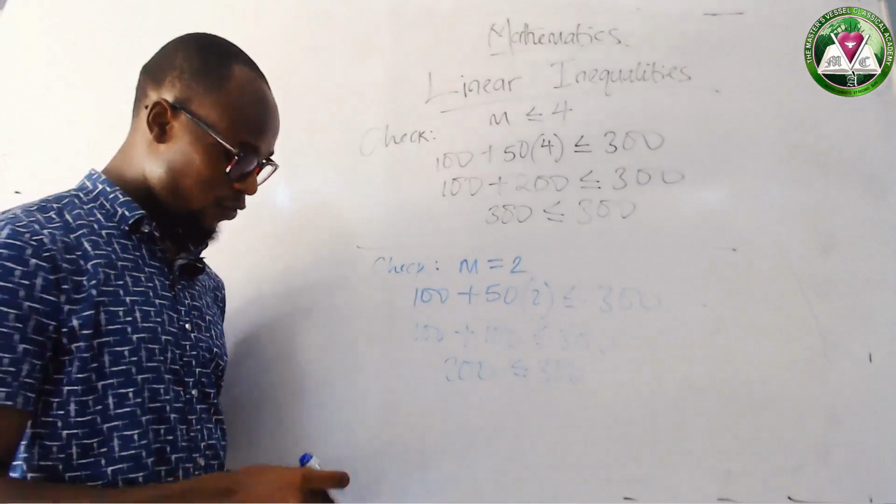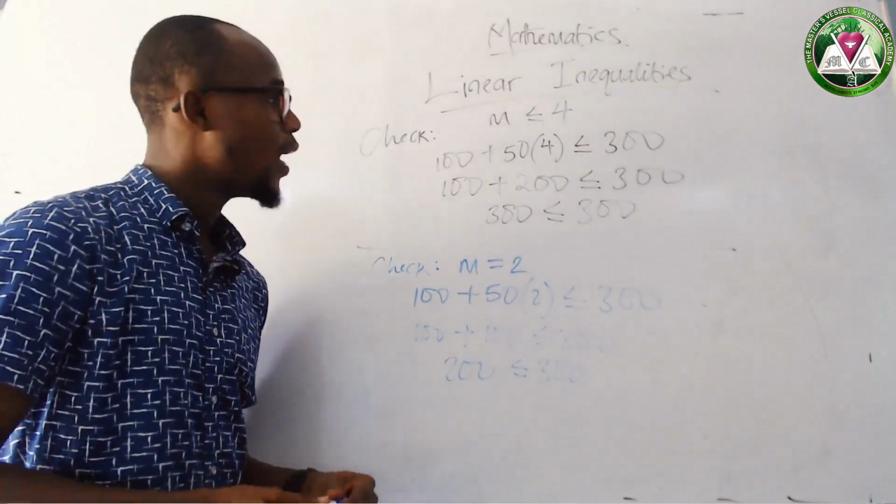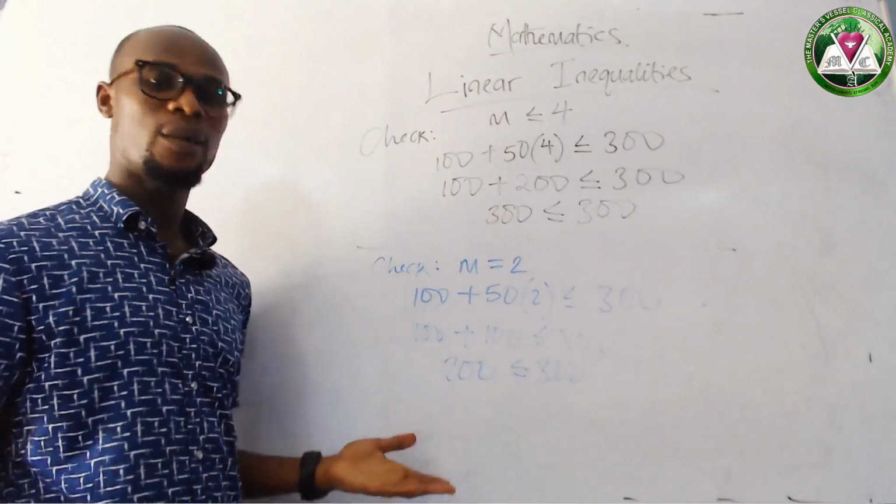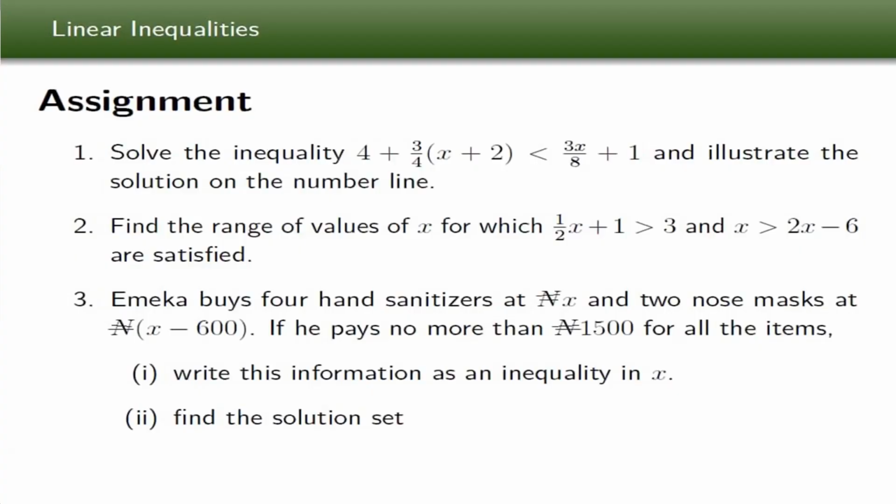But now, what if Morgan decides to travel for more than 4 miles? What then happens? I would like you to check and see what happens. So your assignment is there on your screen. Make sure you do your assignments.